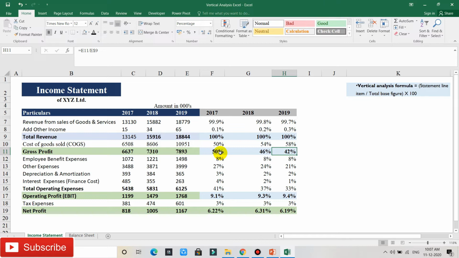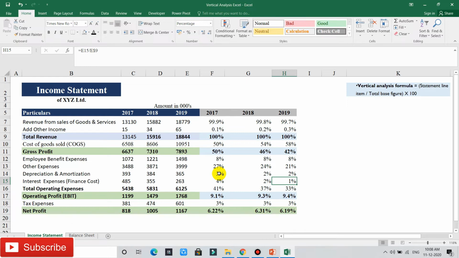The other way around, you can also look at your depreciation expense. You can see that the percentage of depreciation expense has reduced by 1% in 2018, and then it has remained constant in 2019 as well. Your interest expense was 4% of total revenues in 2017. It came down to 2% in 2018, and in 2019 it came down to 1% of total revenue. So it means that you might be paying off your long-term debts, and hence your interest expense has reduced over the years. Now let's go to the balance sheet and do its vertical analysis.